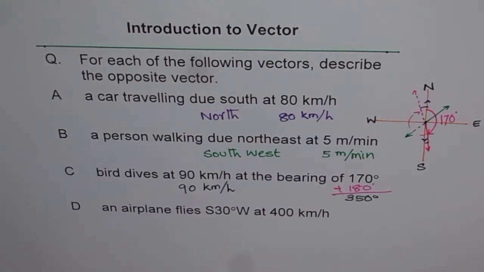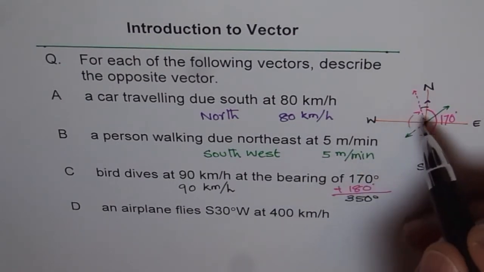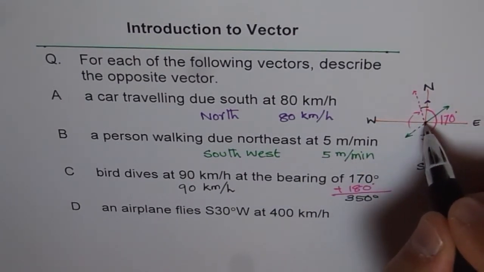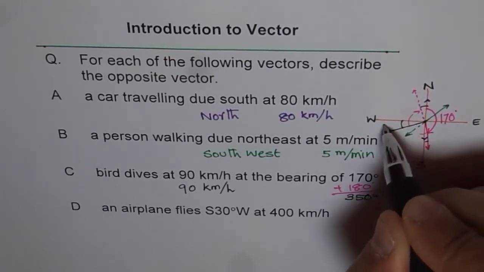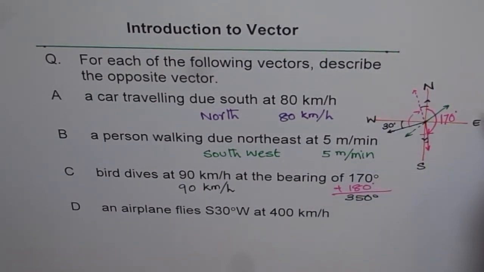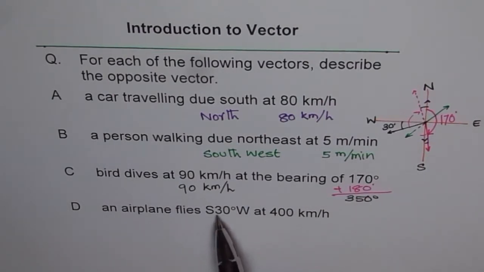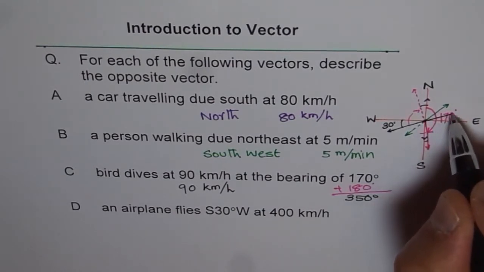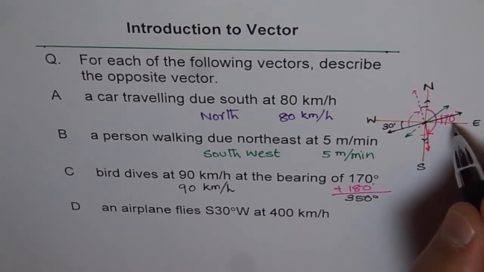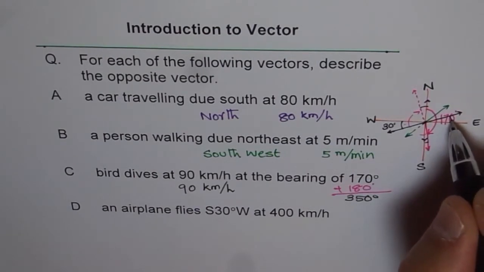Now, let's try to get the answer for the last one, which is south 30 degrees west. From west it is 30 degrees south. That means kind of like this. Let us say this is 30 degrees. That's what it means. So you move south 30 degrees from west. So opposite for this is this direction. So this is vertically opposite angle, 30 degrees.